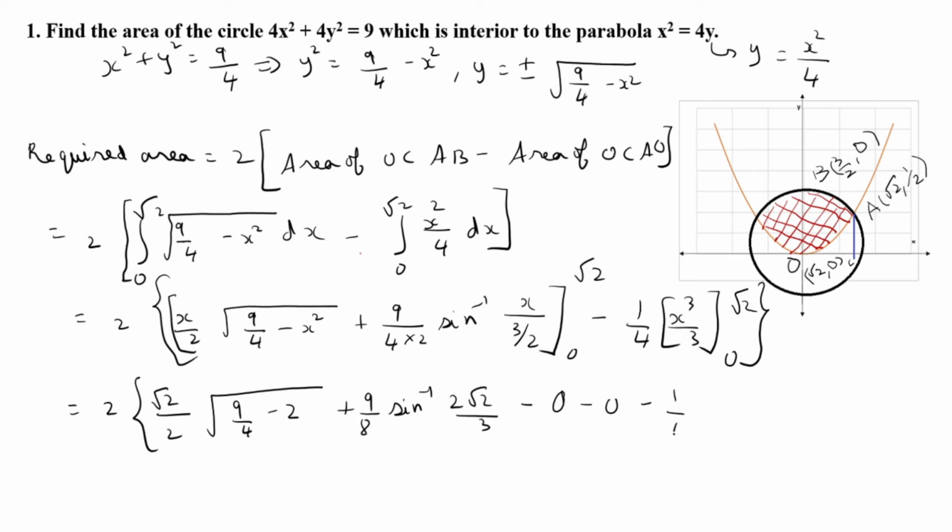Here minus 1 by 4 into root 2 the whole cube by 3 is 2 root 2 by 3, minus into minus plus, x on substituting 0 we get 0. So this will be 2. Let me bring the 2 inside.